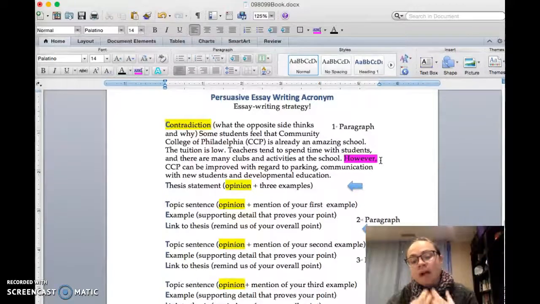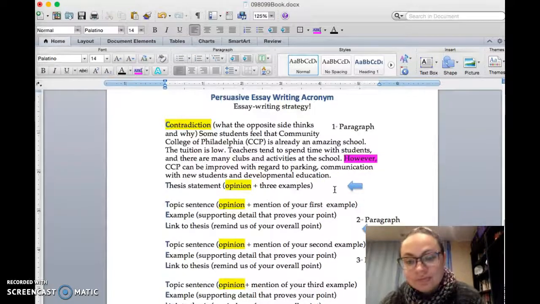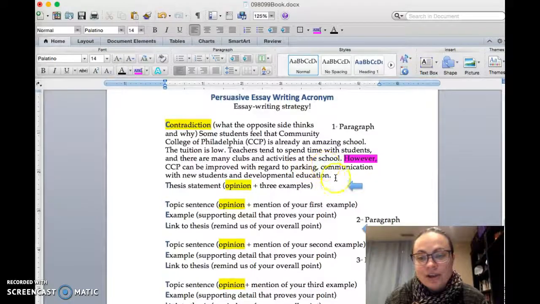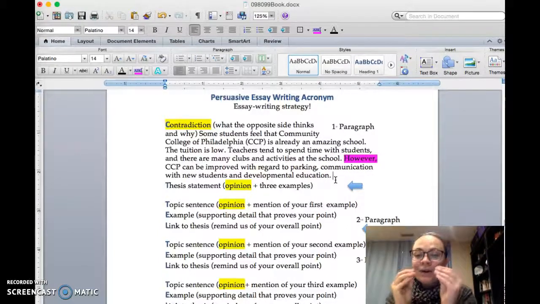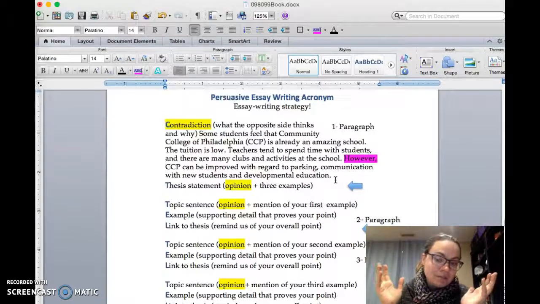If you want to get fancier, what you can do in your contradiction is actually address each of these points. So you can say why some people think parking is already okay, why some people feel that communication is already okay, and why people think developmental education is totally fine at CCP. So if what I just said didn't make sense, fine. You do it exactly like this here. But if you are looking for an extra challenge, you can make your contradiction really specific to the points that you're arguing here by talking about how people maybe already are okay with parking, already are okay with communication, etc., so that you're really targeting what your audience might think about your points. Right? So you can do it either way.